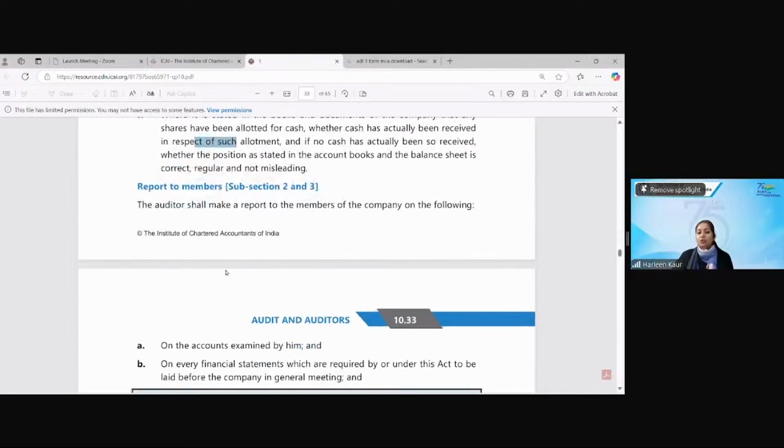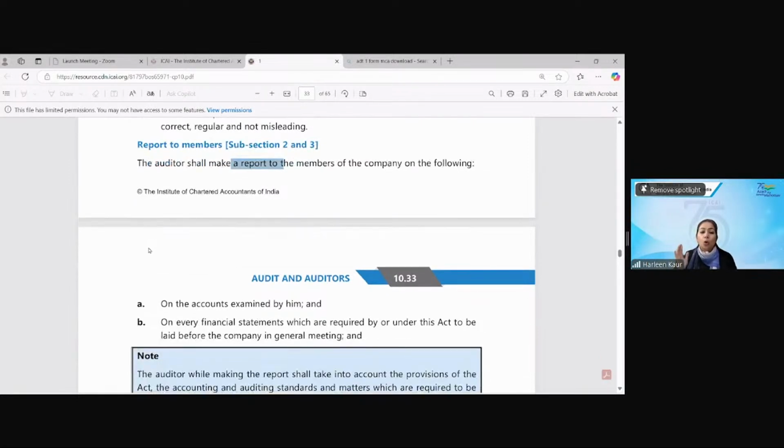Now we're going to subsection 2 and 3. Auditor shall make the report. You can give it a heading, audit report. Point number 2 deals with the audit report. What kind of audit report are you going to make? After you have examined all the books of accounts and financial statements, you need to make a report for that.